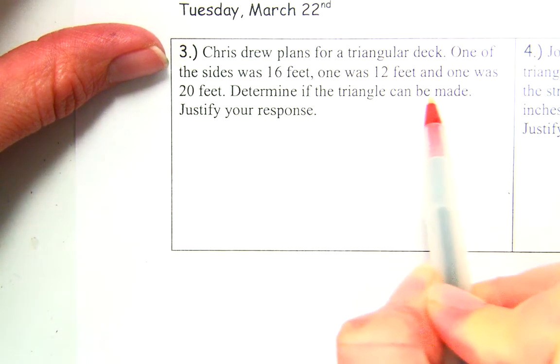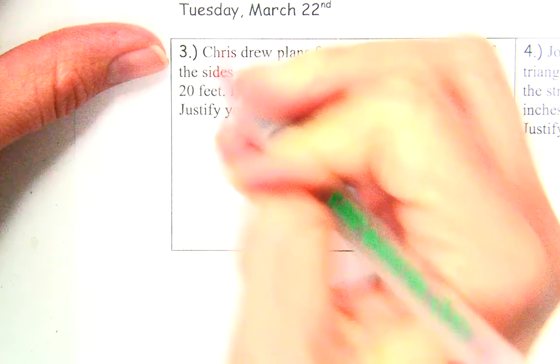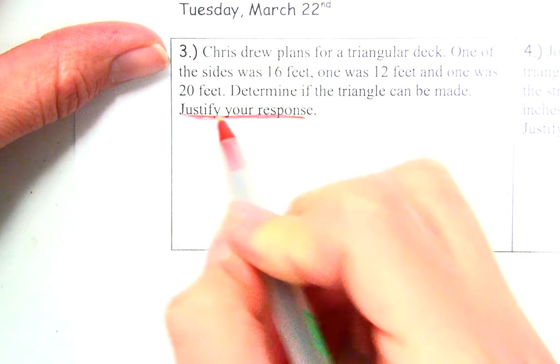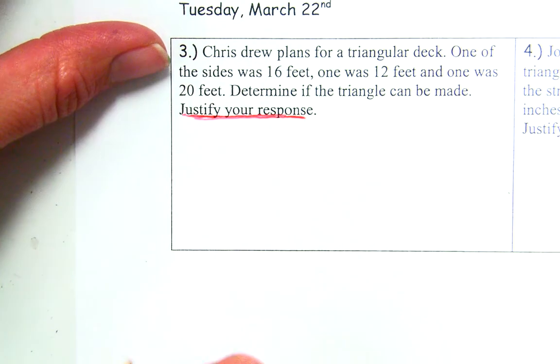Determine if the triangle can be made, and justify your response. This part is very important because a lot of times you guys just want to say yes or no, and justify means explain your reasoning. So we need to prove it with the math.